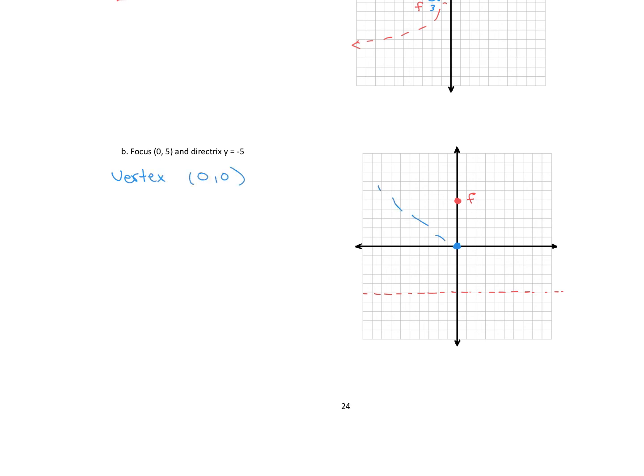And that this is going to open up because our focus should be on the inside of our parabolic shape. That means it's going to be an x squared equals 4py. And we just need to know that p-value, which is 5 in this case. So our final answer here is going to be x squared equals 20y. So I'm just plugging that 5 in there.